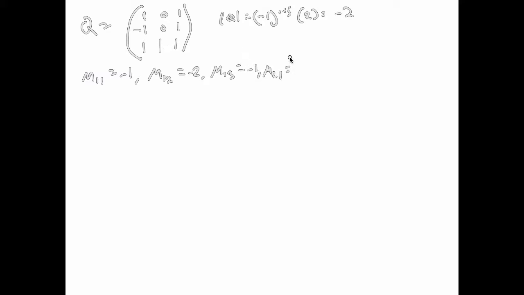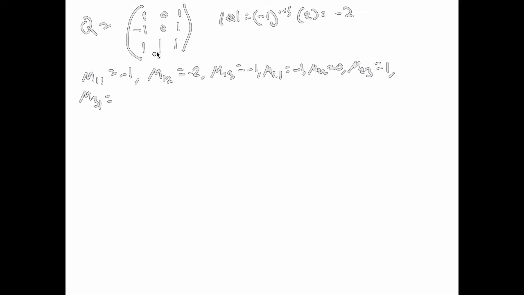M21 equals second row, first column is negative 1. M22 is second row, second column is 1 minus 1 is 0. M23 is second row, third column is 1. Again, I'm going pretty fast here, but you can stop and pause and check to make sure you understand exactly what's going on, and this is all working out for you.